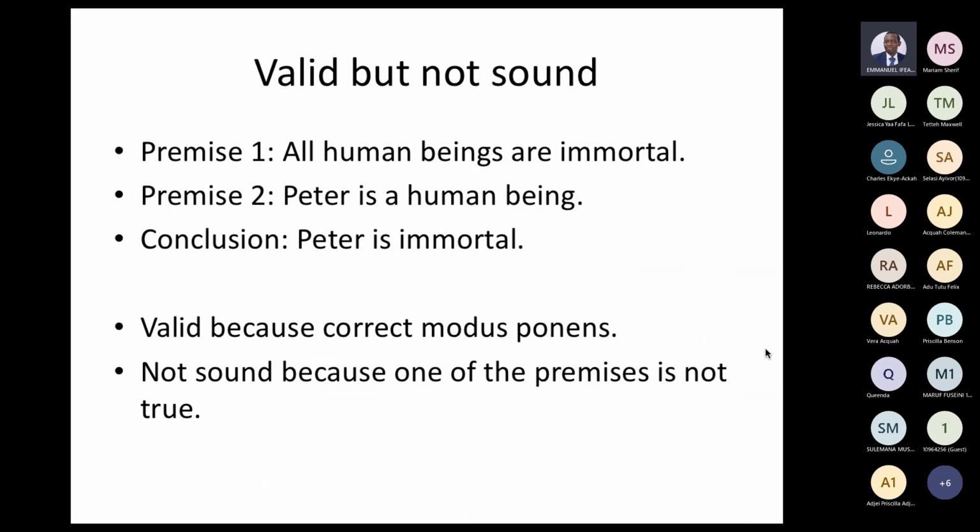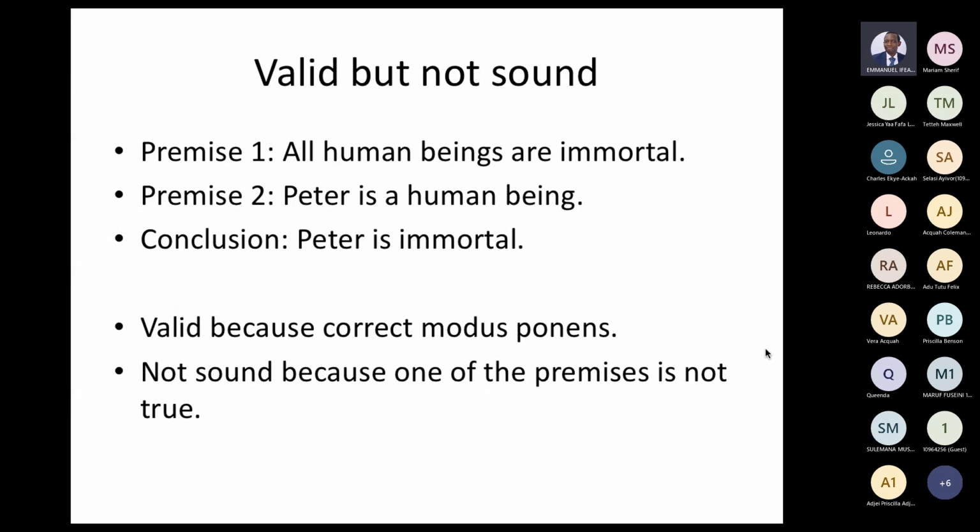Now let's look at valid but not sound. An argument could be valid but not sound. Now, what is needed for validity? An argument is valid if it is either a modus ponens, a modus tollens, a hypothetical syllogism, or a disjunctive syllogism. Any of those conditions is sufficient for validity. But an argument could be valid but not sound.